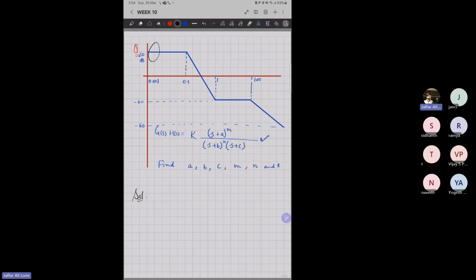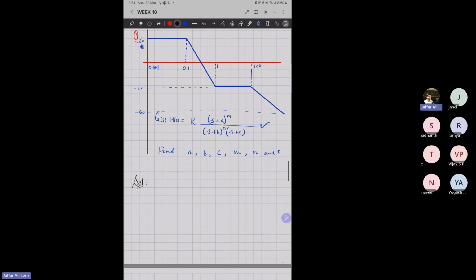When we solve it later on, we'll find it's a type 3 system. Sorry, order 3 system, third order system. But as of now, it's a type 0 system. Why? Because the initial slope is constant. So what is the value of k? 20 log of k is equal to 20, so log of k is 1, which means k is 10. Done. We found the value of k to be 10.